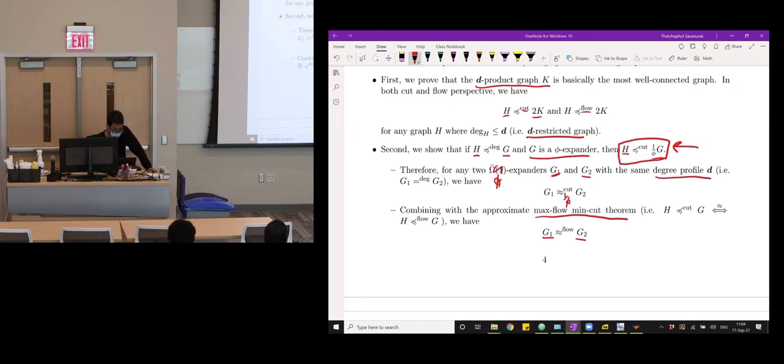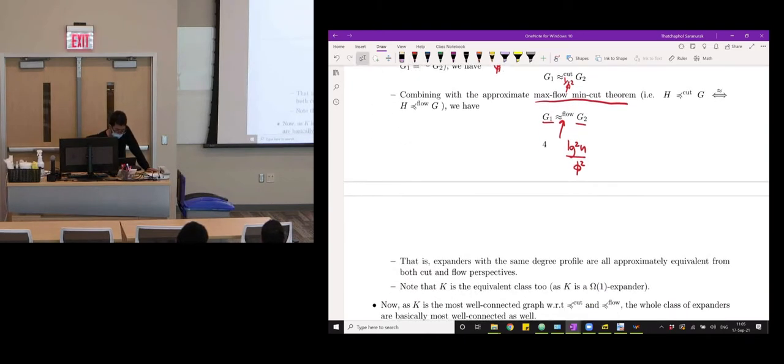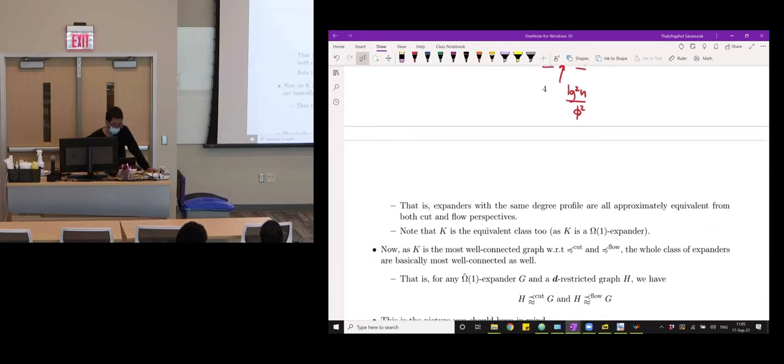If G1 and G2 are phi expanders, what should be the factor of the flow equivalence here? Log n. Actually, I forget this. Yeah, log squared over phi squared. So basically, expanders with the same degree profile are equivalent from both the flow and cut perspective.